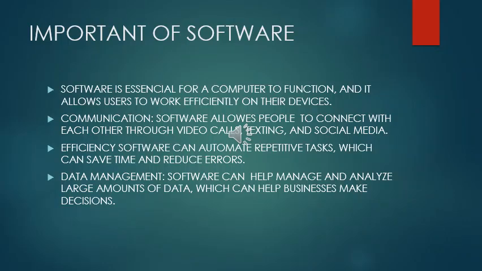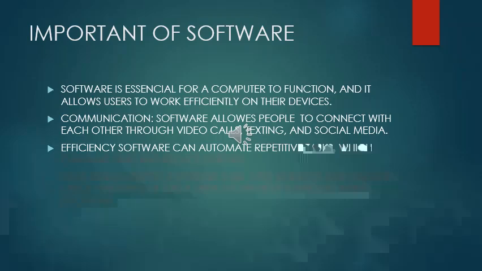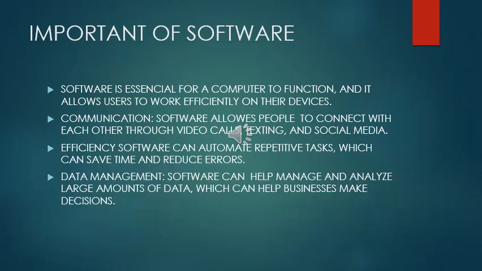So our number 6 slide is known as the importance of software. Software is essential for a computer to function, and it allows users to work efficiently on their devices. So without software, the computer hardware will not be able to do any function. For instance, a mouse or keyboard will not have any function or use without the help of software. Then the next one is communication.